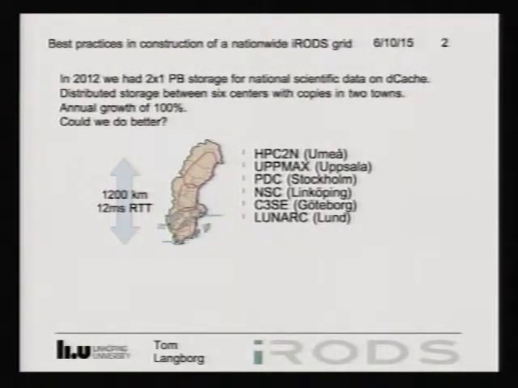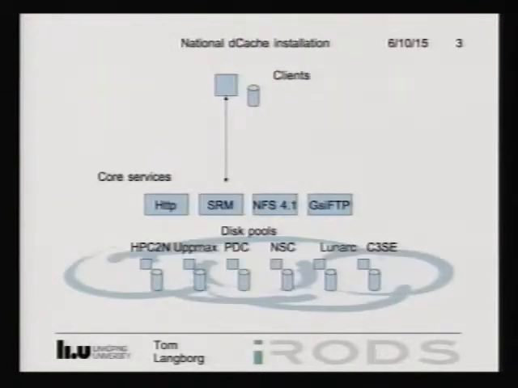One other problem is the distance between the centers. We have around 12 milliseconds RTT time, and that gave us some problems with some functions. So what could we do better? What we have is the dCache system, with some core services, HTTP, SRM, and NFS 4.1, and that was the interface for the users.